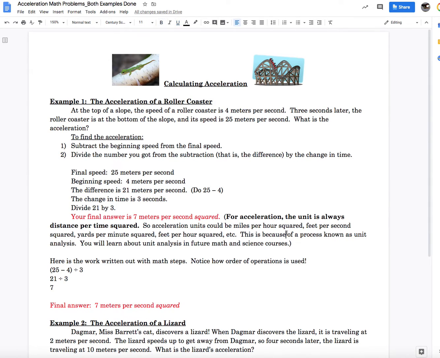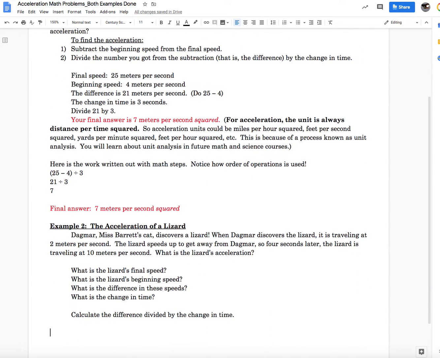So going on to the next example, this is about a lizard. So Dagmar, my cat, discovers a lizard. When Dagmar discovers the lizard, it is traveling at 2 meters per second. The lizard speeds up to get away from Dagmar. So 4 seconds later, the lizard is traveling at 10 meters per second. What is the lizard's acceleration?